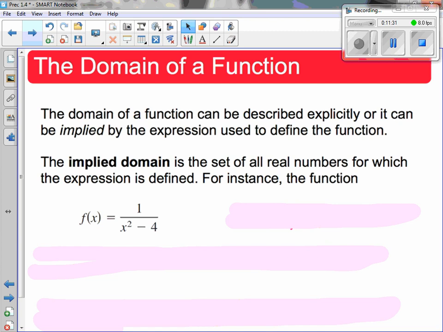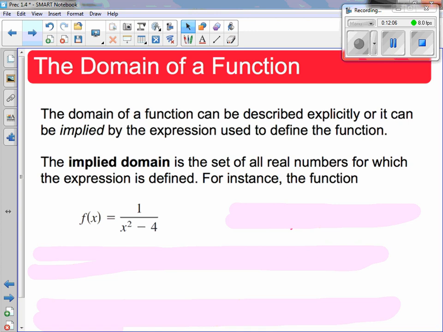Now the domain of a function can be described explicitly, or it can be implied by the expression used to define the function. The implied domain is the set of all real numbers for which the expression is defined. What values we can plug into the function. What values of x we can use. Because up till now, most quadratic, absolute value, constant, and cubic functions, any functions we have used, except for rational functions, have had all real numbers as the domain. We can plug in any value of x.